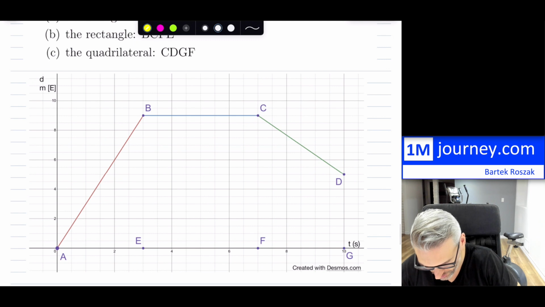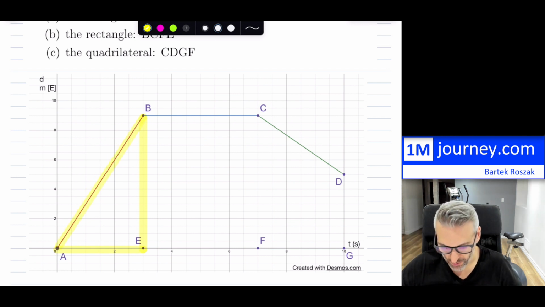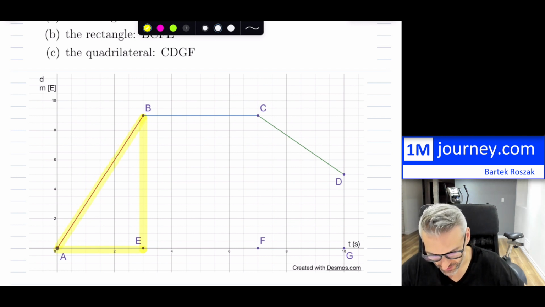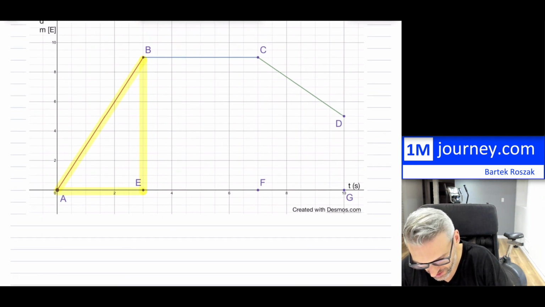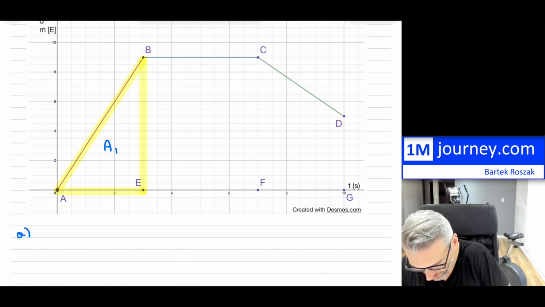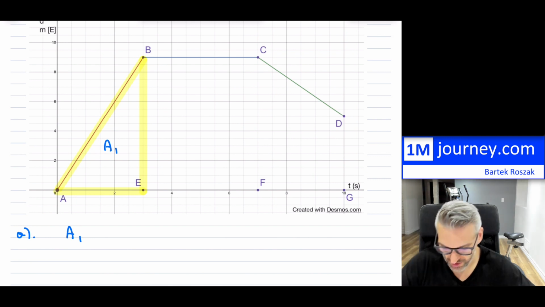So that particular triangle, as you can see here, I'm going to sketch it out. That would have been this right there. So that's our triangle, and now we want to find what the area is for this. If we want to concentrate on this area, let's call this area 1, which is that triangle ABE.